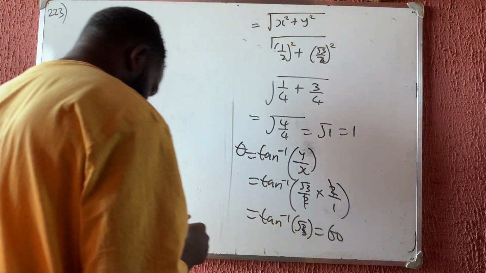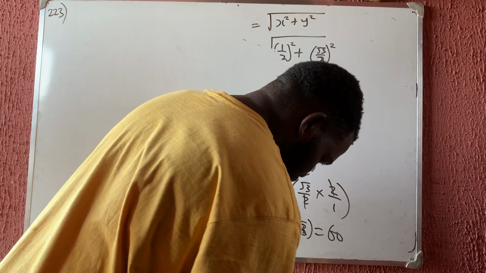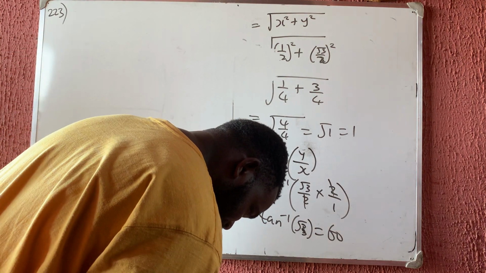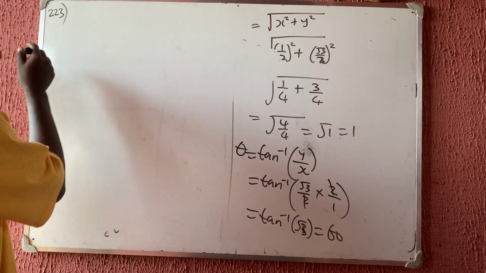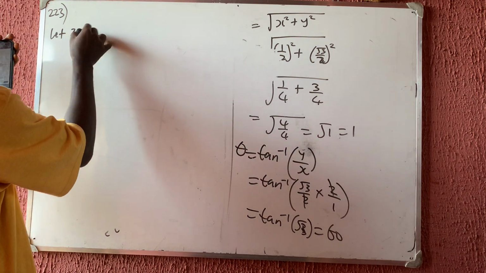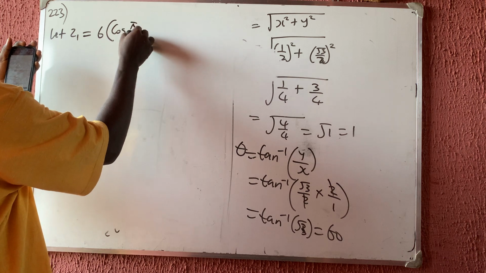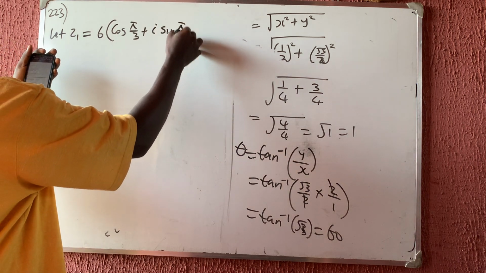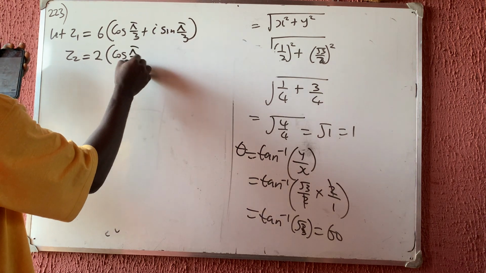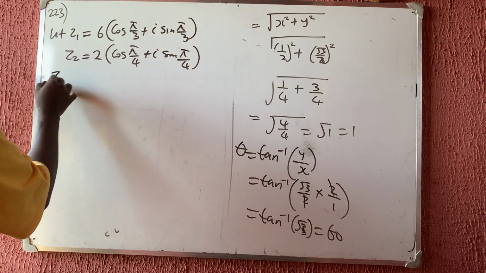Question number 223 said, let z1 be equal to 6 into cos pi over 3 plus i sin pi over 3, and z2 will be equal to 2 in bracket of cos pi over 4 plus i sin pi over 4. Then they now say that we should find z1 over z2.